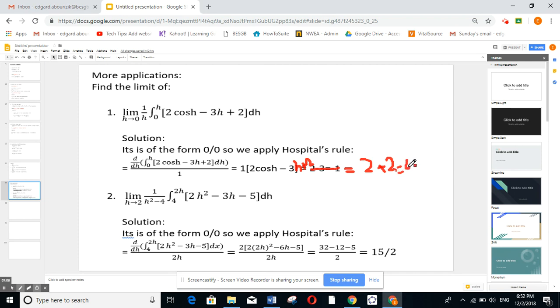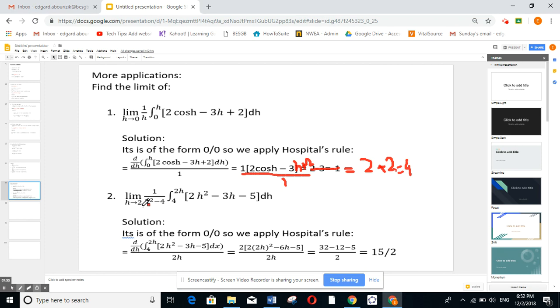So I'm going to repeat. If you want to derive it, what do you get? You're going to get, you put 1 outside, you have 2 cosine h, you replace h minus 3h plus 2 all over what? 1, because the derivative of h is 1. Now we replace h by 0. Cosine h is 1. 1 times 2 is 2. Minus 3 times 0 because h is 0 plus 2, so the answer is 4.